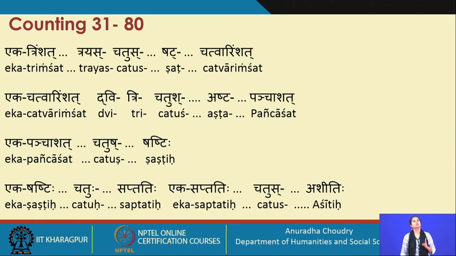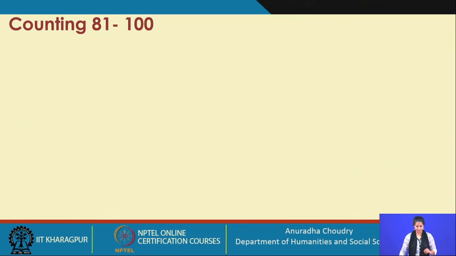Going on. Ekasaptatihi, dvisaptatihi, trisaptatihi, chatussaptatihi, panchasaptatihi, shatsaptatihi, saptasaptatihi, ashtasaptatihi, navasaptatihi, ashitihi, 80. It's a grand old number here when it comes to age especially.